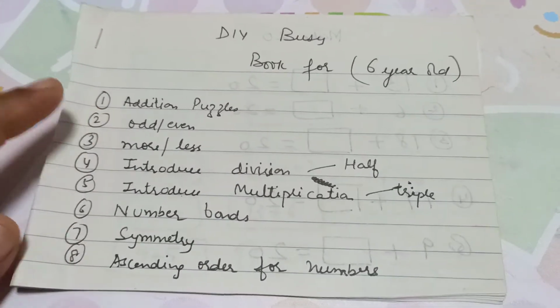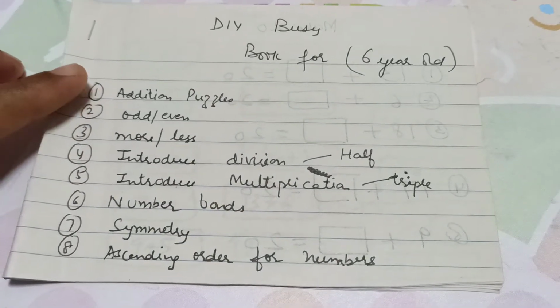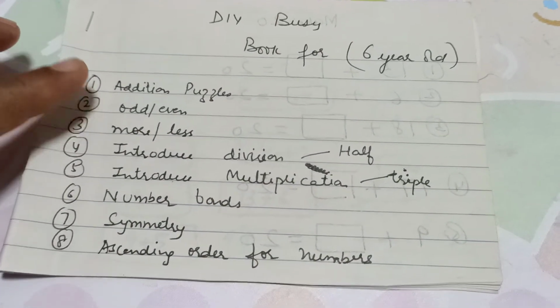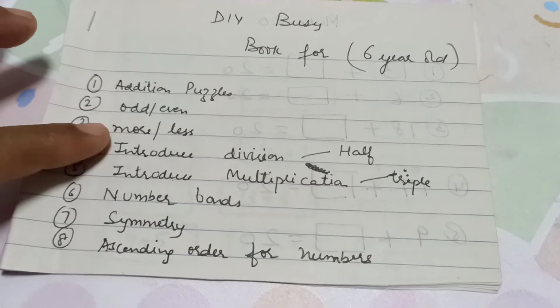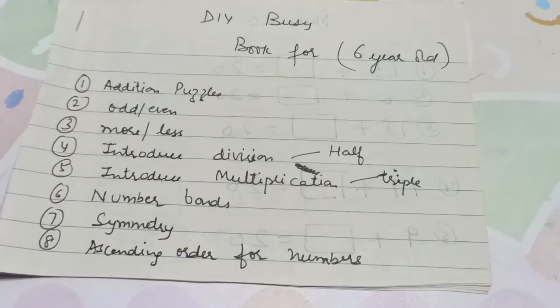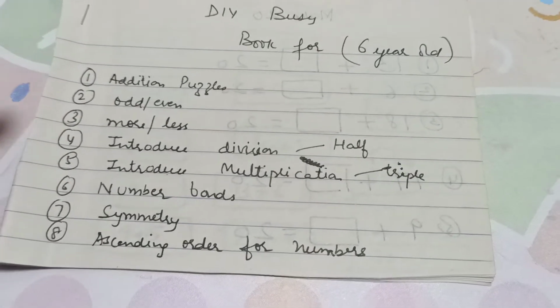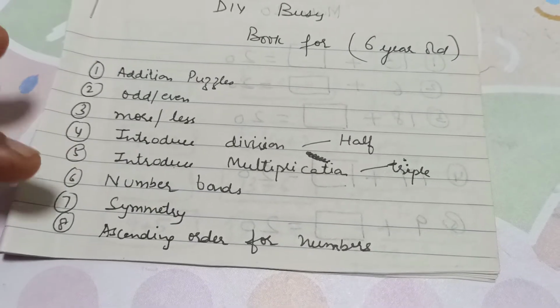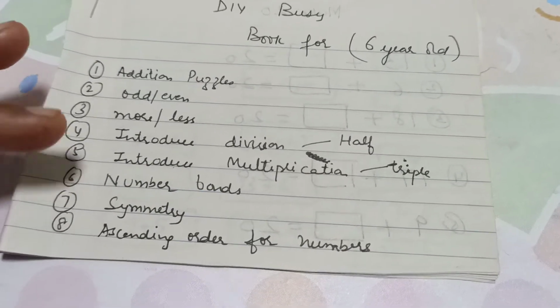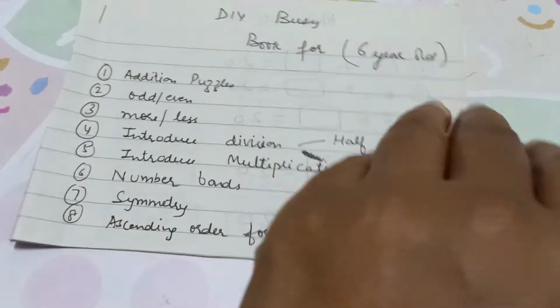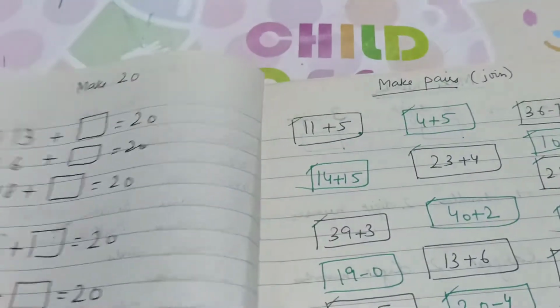Today's busy book is for my 6-year-old. We are practicing addition with puzzles, revising odd even, more less. We're introducing the division concept with half, introducing multiplication with triple, number bonds, symmetry, and ascending order for numbers. These are the topics which we are going to cover in this one. So let's start with the first one.